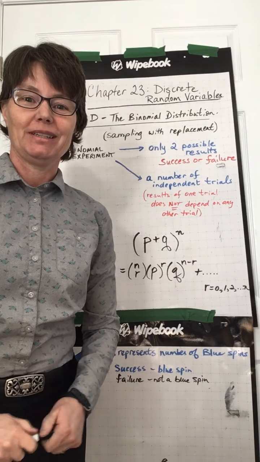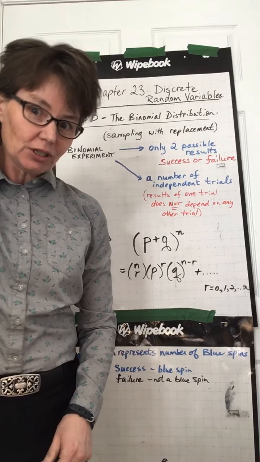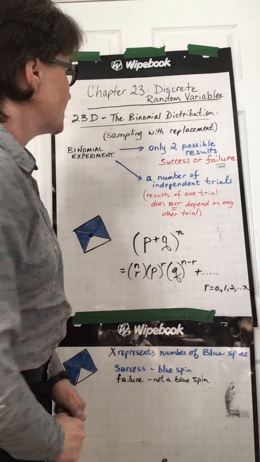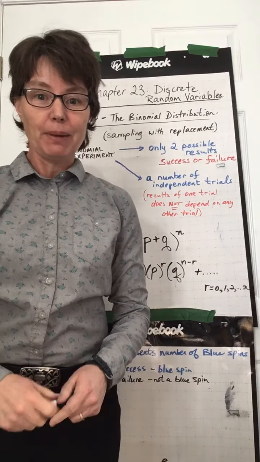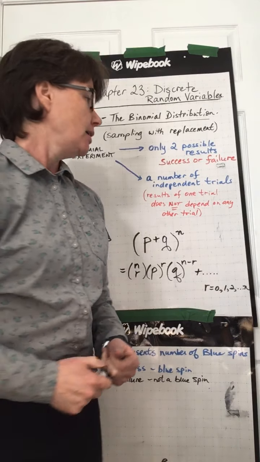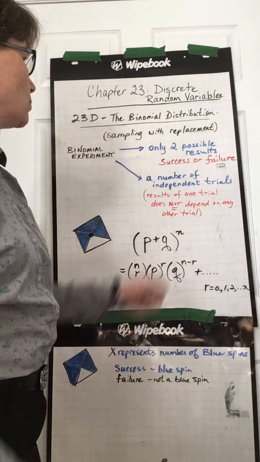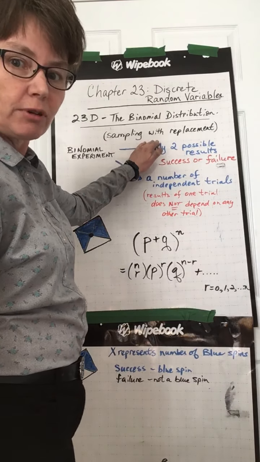Hi guys, chapter 23, section D. We're now dealing with binomial distribution. And this is going to be using binomial expansion. So thinking back to chapter 7, binomial expansion, but also chapter 22, probability. This is going to be sampling with replacement.